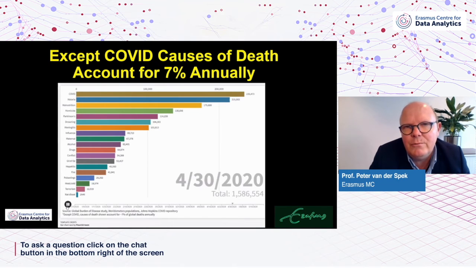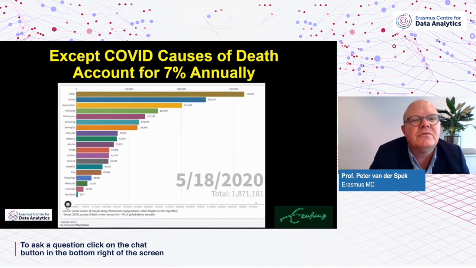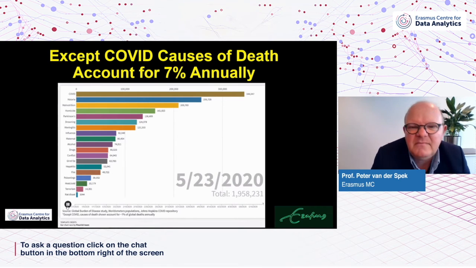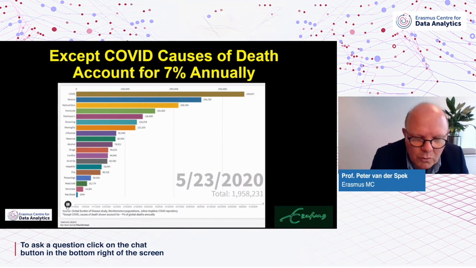So the death rate of this virus is incredibly substantial compared to normal deaths because of influenza, which are indicated in the purple bar in more or less the middle of this graph I visualized. So this graph runs till the 23rd of May.